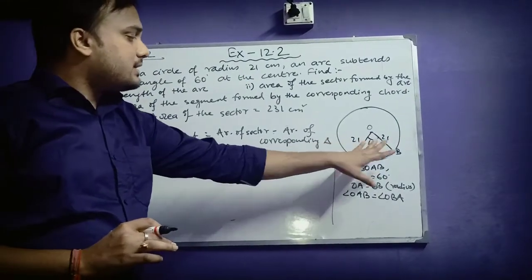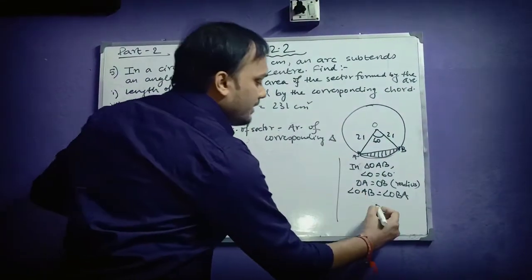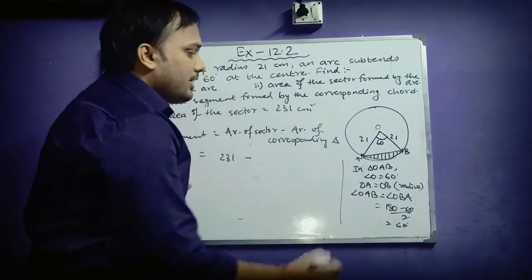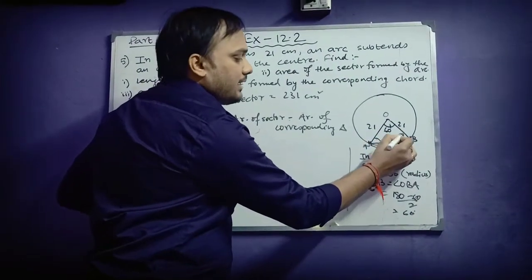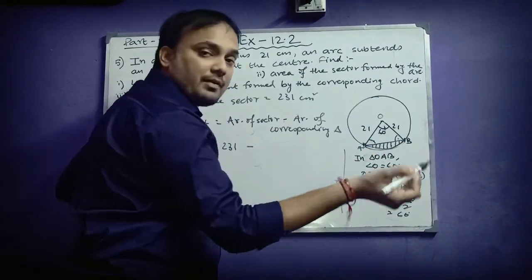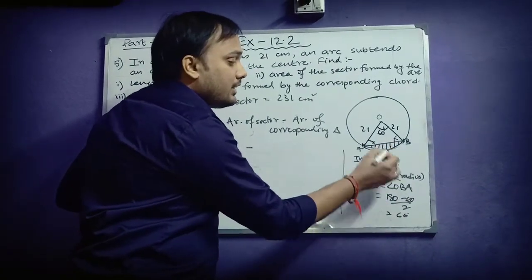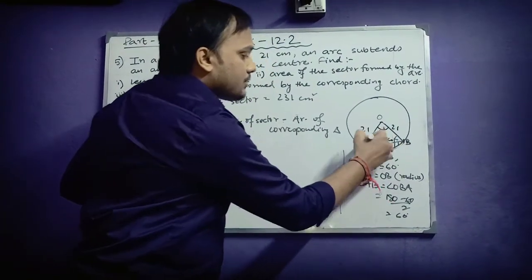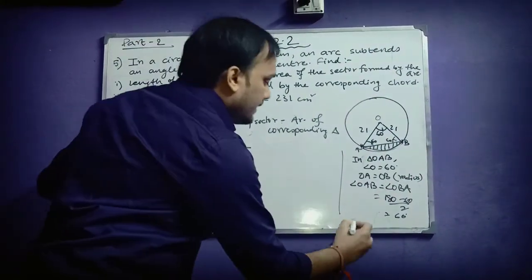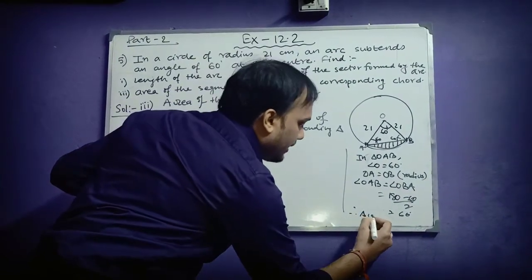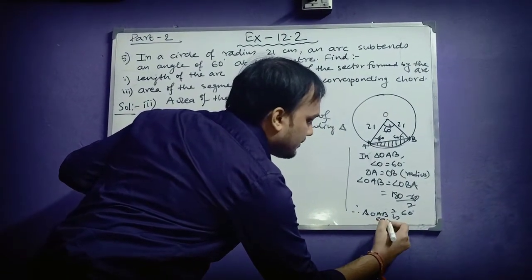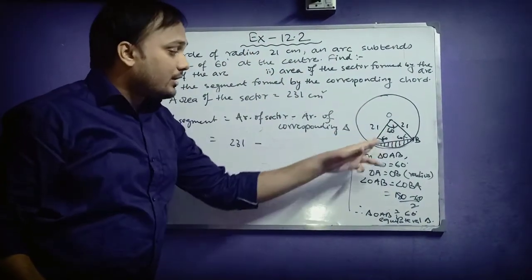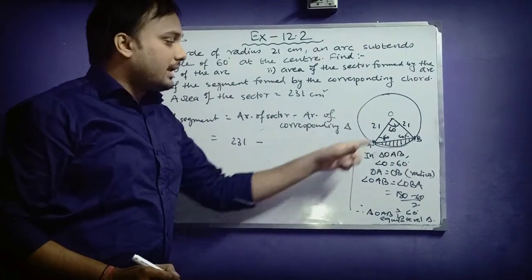So we can say that these base angles are equal, and each angle will be equal to 180 minus 60 by 2, that is equal to 60 degree. Because this angle is 60 degree, the sum of these two angles will be 120 degree, and as both angles are equal, each will be 60 degree. So this is 60 and this is 60. So all the angles in this triangle are 60 degree. Therefore, triangle OAB is an equilateral triangle.